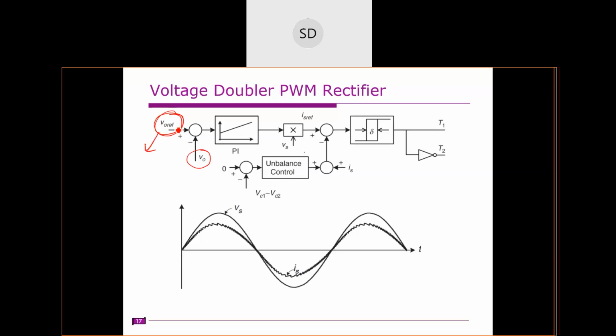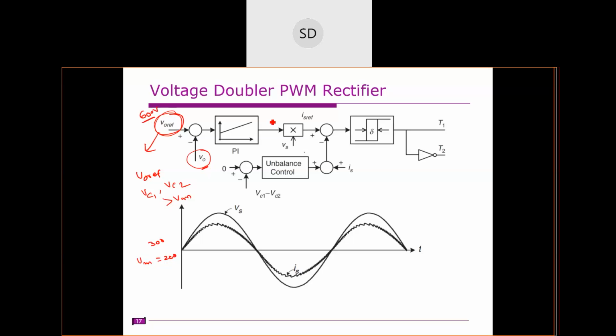We have to make sure that this V0 reference is usually greater than, that means we need it greater than VC1 and VC2. So both must be greater than VM. If VM is 200 and you want to operate it for 300, that means this V reference must be 600, so 2 times the capacitor voltage, right?